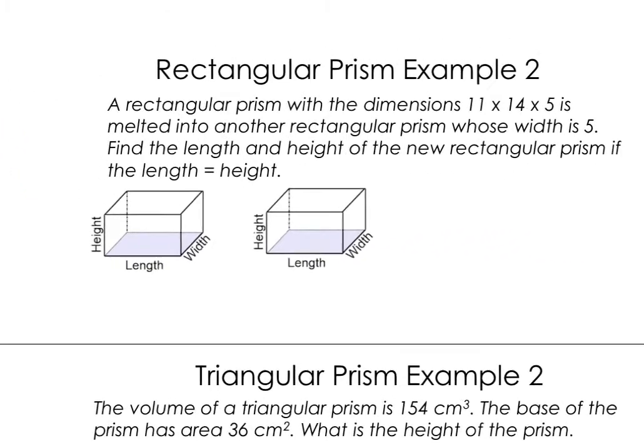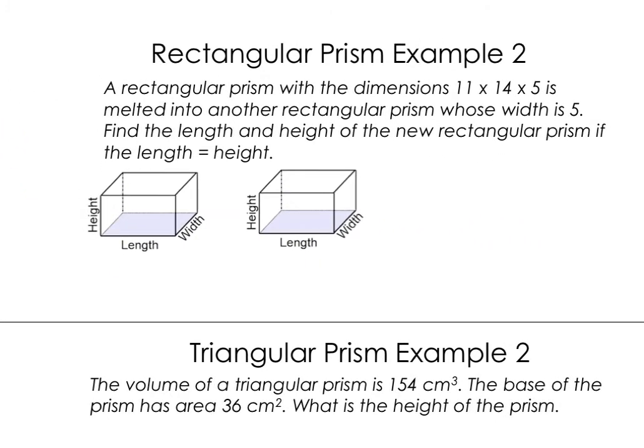Okay, so now let's take a look at a word problem. So example 2 states that a rectangular prism with the dimensions 11 by 14 by 5 is melted into another rectangular prism whose width is 5. Find the length and the height of the new rectangular prism if the length equals the height.